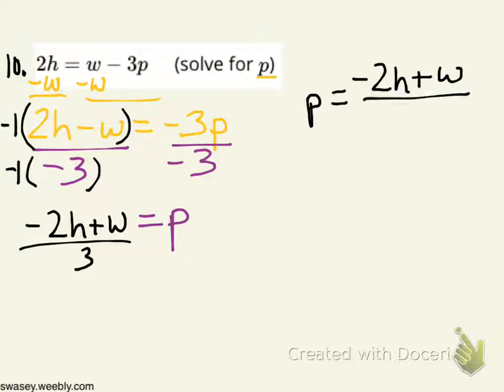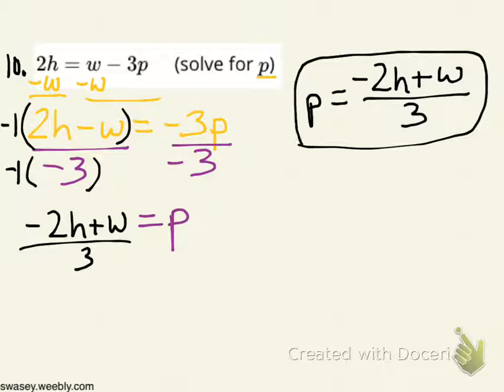Typically you'll see the variable that you're solving for on the left hand side, so if you switch sides you'll have this, or you can write it as negative 2h over 3 plus w over 3 again. So either answer is acceptable here.